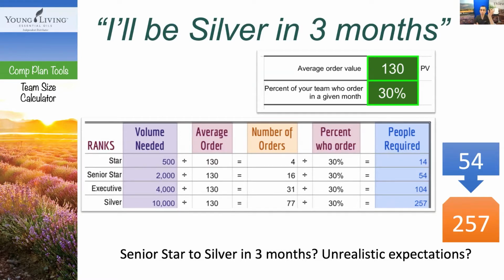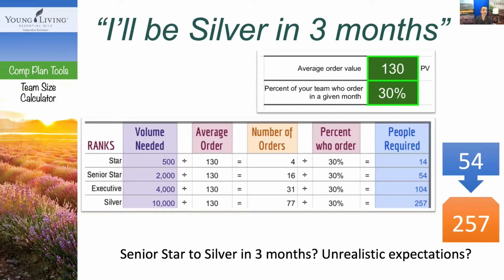So let's have a look at that. Let's weigh that up. At the moment, they're senior star and have 54. Where they want to get to is 257. So that's 200 more people that they need to get into their team over that period. And what's that period? Well, they're saying 3 months. So that's almost 65 people each month across 3 months they need to grow their team by. And you need to ask yourself, is that realistic? And the answer to that is probably not.